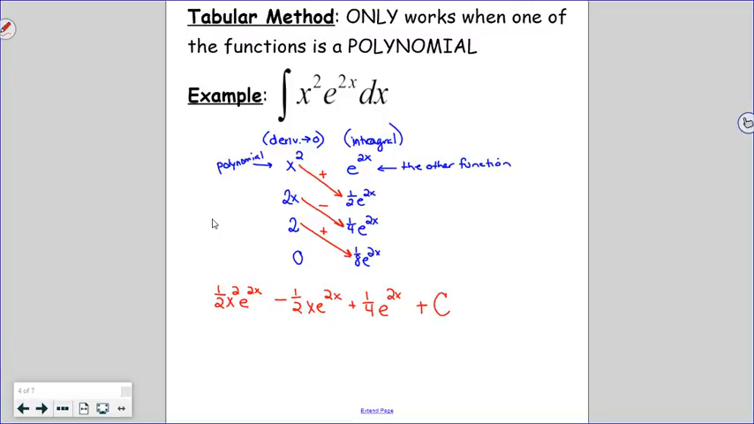Some people love the tabular method, and you can use it every time that one of your two functions in there is a polynomial. But you've got to remember the gimmicks behind it, or it's not going to work.